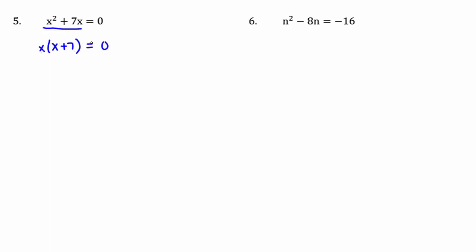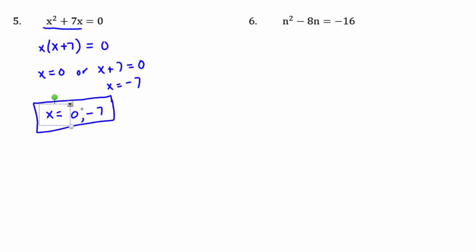So this is a product of 0, so therefore x could be equal to 0, or x plus 7 can be 0. If I subtract 7 from both sides, we have x is equal to negative 7. So as we see, 0 and negative 7 are my two answers here. You can plug them in and see if they work as well.